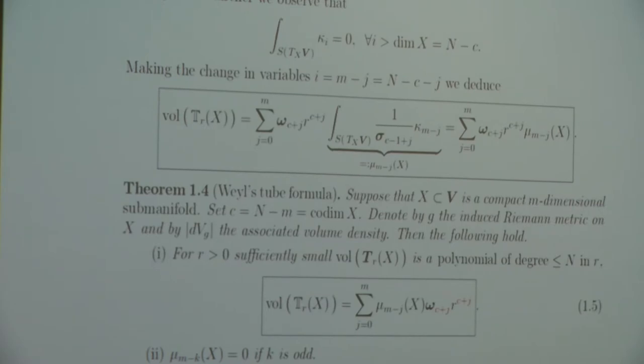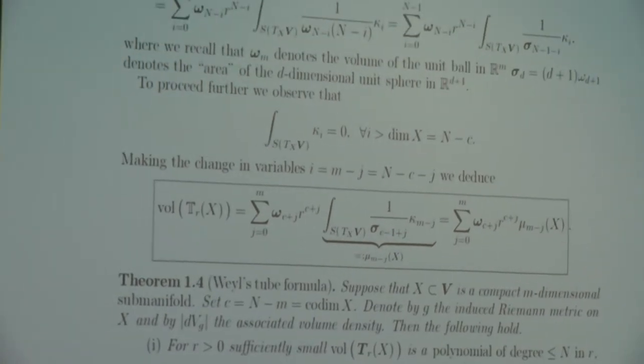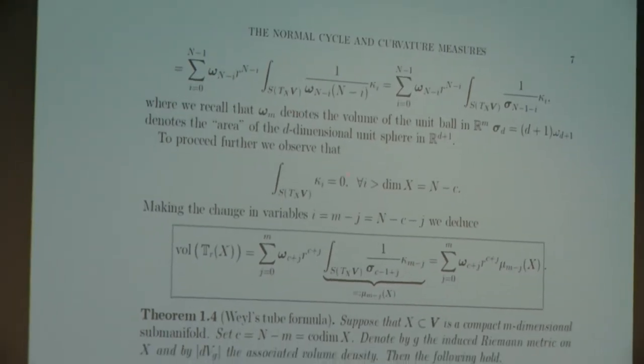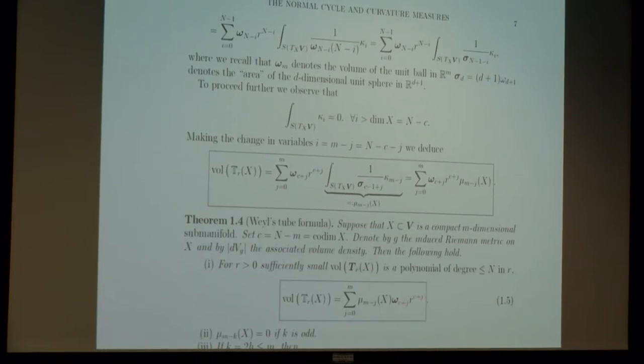And now I have artificially introduced this term omega n minus I. Omega m denotes the volume of the m dimensional ball. And I've divided it here, so I haven't changed anything. But this just happens to be the area of the sphere of this dimension. Okay. So what I get is a polynomial. Notice this term, omega n minus I and r to the power n minus I, is the volume of the ball of dimension n minus I and radius r. And there's this coefficient in there, which we'll see in a second. So we get this formula for the volume of the tube.